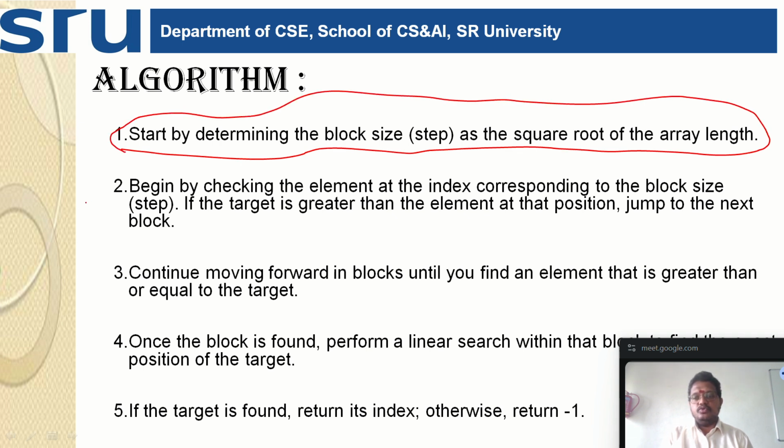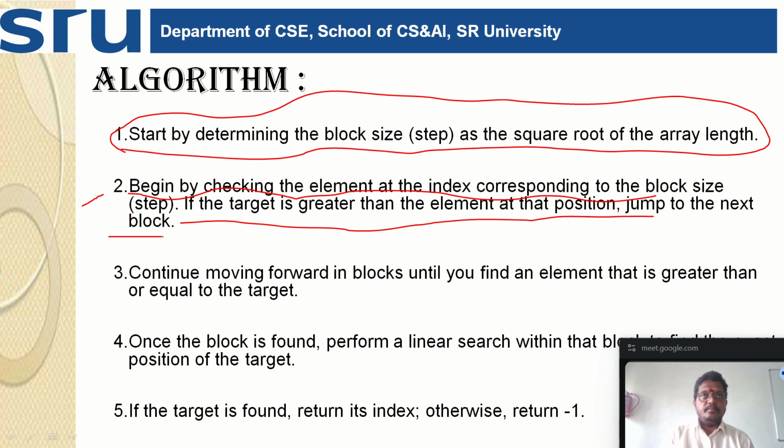Then in step 2, what they are trying to do is begin by checking the element at the index corresponding to the block size step. If the target is greater than the element at that position, jump to the next block. What they are trying to say is, every time you compare with the target value, if the target is greater than that value, not equal to it, jump from that to the next step.